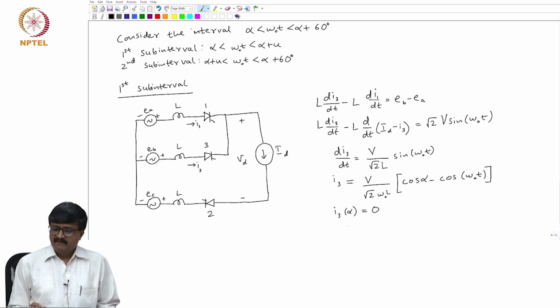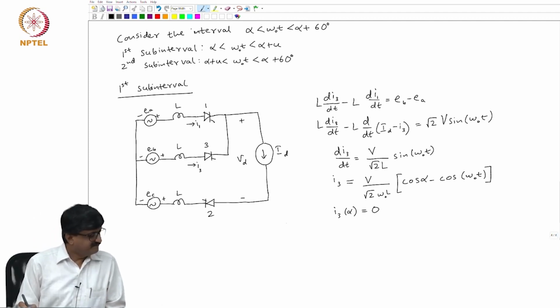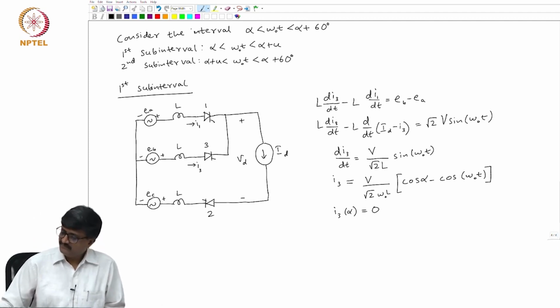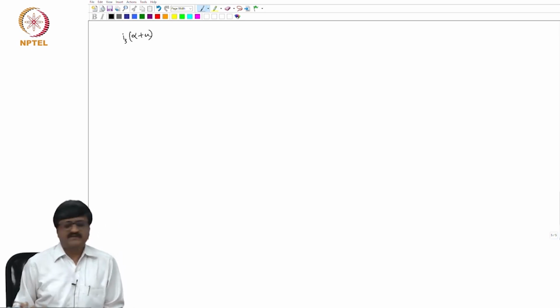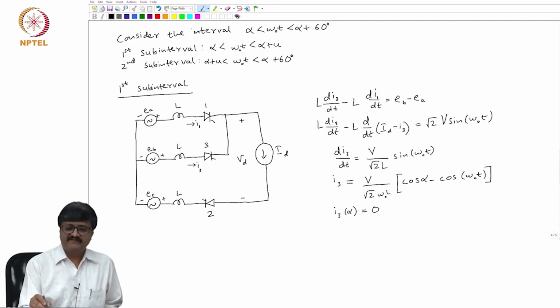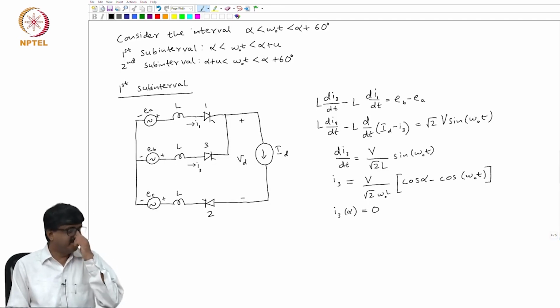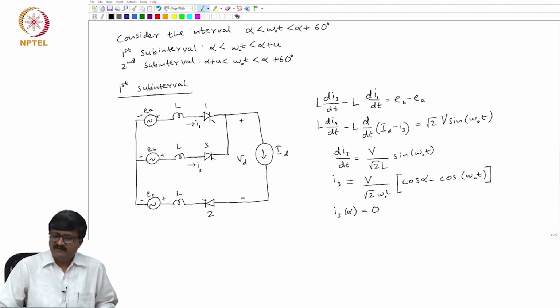Now, let me take this expression for I3 and see what happens to I3 at alpha plus u. Alpha is at one end of the first subinterval, alpha plus u is at the other end. Please note this expression is applicable for any value of omega OT between alpha and alpha plus u, not for less than alpha or greater than alpha plus u. So, I3 of alpha is 0.